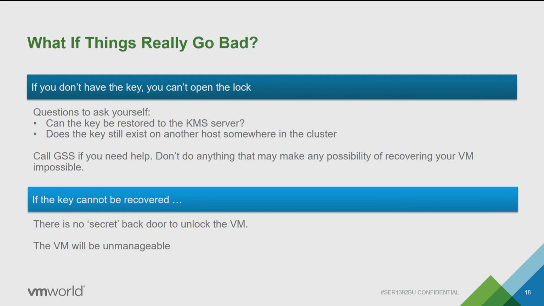And make sure that you don't unregister encrypted VMs either, unless you're sure that they can be retrieved. So the questions that you need to ask yourself, like we went through in the demo, is: can the key be restored to the KMS server? Maybe the KMS is missing, or maybe it's just that one key that I was looking for that's been removed for some reason. Can I get that back? Does the key exist somewhere else in another host in the cluster? And you can see what we can do if you can find that that's the case.